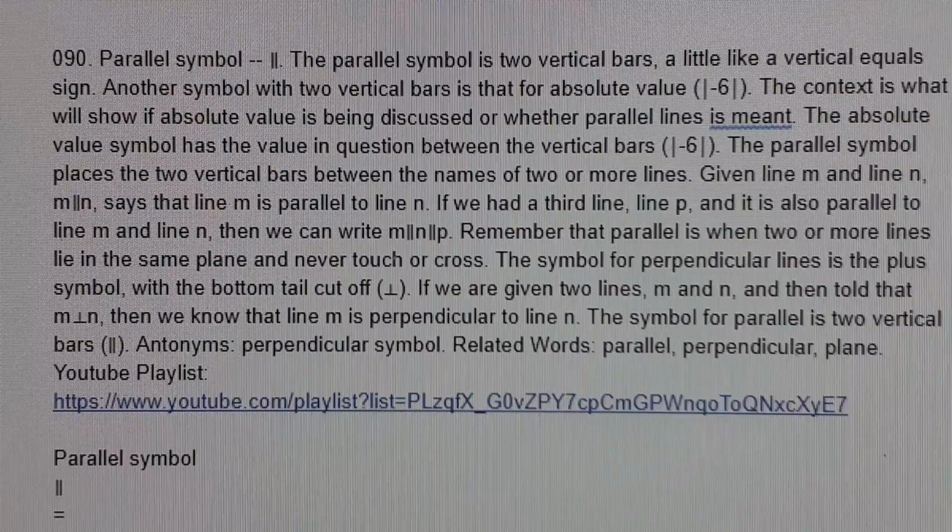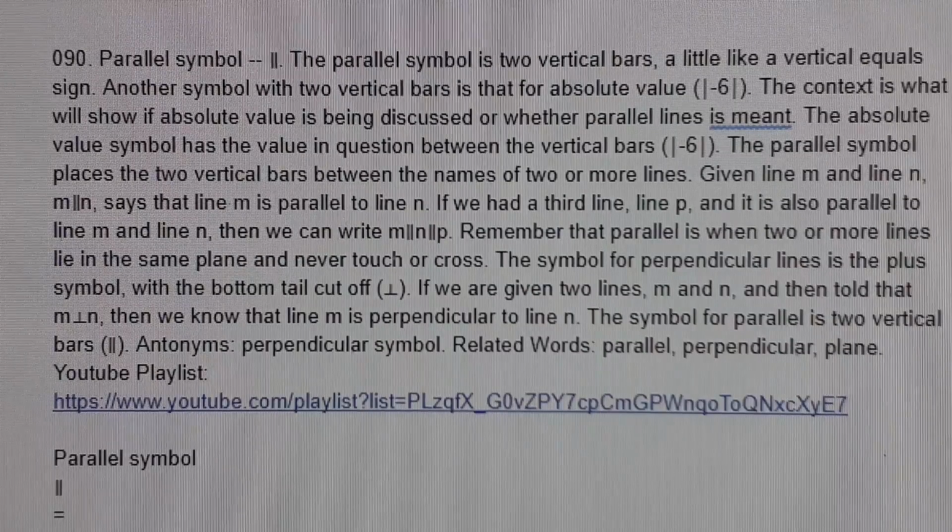Given line M and line N, M, vertical bar, N, says that line M is parallel to line N. If we had a third line, line P, and it is also parallel to line M and N, then we can write M, two vertical bars, N, two vertical bars, P.